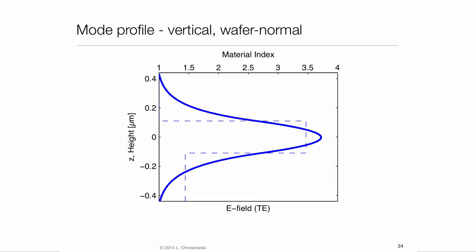We can plot the results and see the field profile as a function of the position in the wafer in the thickness, or wafer normal direction, which we label here as height. We see that the light is primarily in the silicon, but some of the light is also present in the cladding. In this example, we use the cladding of air instead of silicon dioxide.